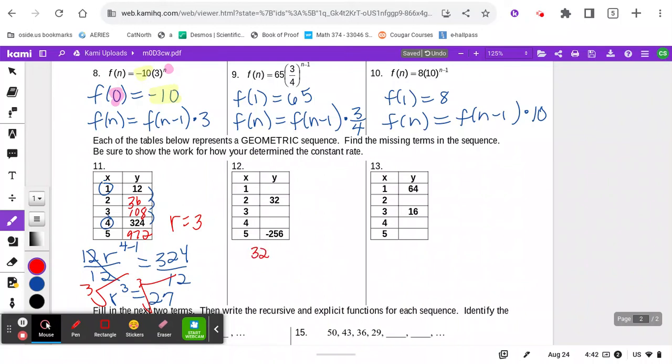Should have started at 32. R to the 5 minus 2 power is going to equal negative 256. Interesting. So divide by 32.